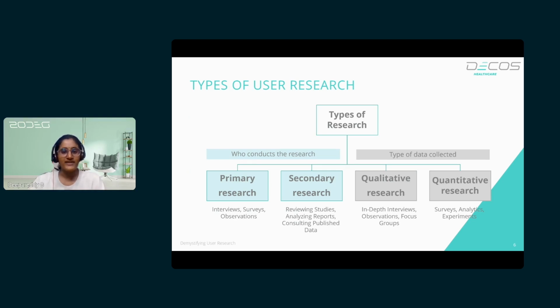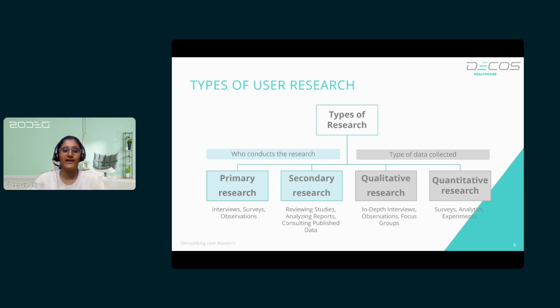Coming to primary research, primary research is about collecting new, original data directly from the users or the participants. It basically provides first-hand insights into user needs and behaviors. Here the key methods can be interviews, surveys, and observations. Moving on to secondary research, this research type analyzes already existing data, that is, data gathered by others. It helps us build a knowledge base by reviewing studies, analyzing reports, and consulting previously published data. So this is about primary and secondary research.